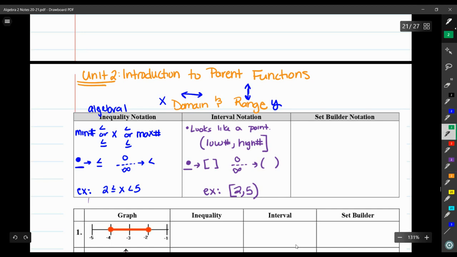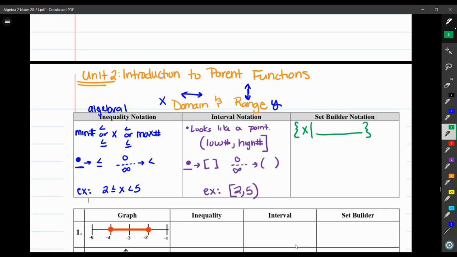Now finally, the set builder notation is very similar to inequality notation. So here's what it looks like. You have the curly braces to denote that this is a set of numbers. Then we put the variable that we're using. So if we're using domain, we'll put x here. If it's range, we'll put y. Then we have a vertical bar. This vertical bar means such that. And then after that, we put some inequalities. And then we close the set.